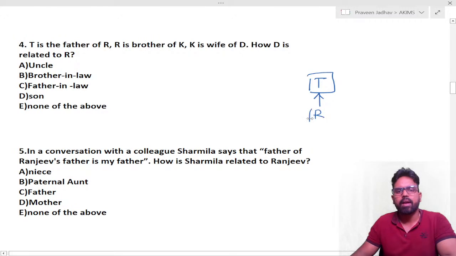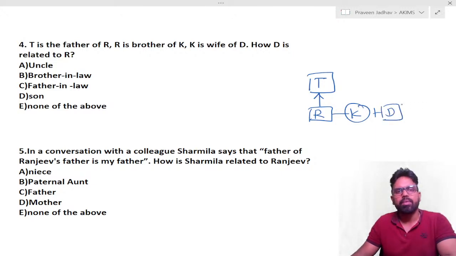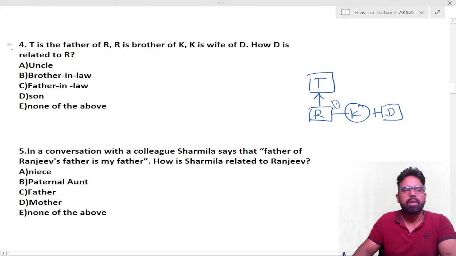R is the brother of K. K is the wife of D. How is D related to R? To R, you should draw it as brother-in-law. One question done, in less than 30 seconds.